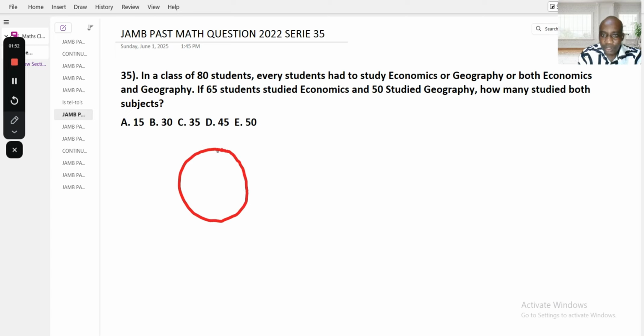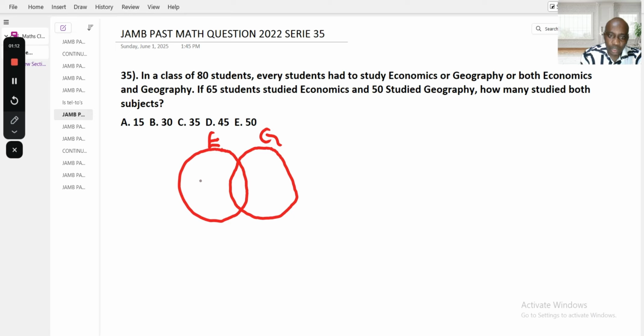This is a circle of the students that study economics. The question says 65 students study economics, which means the total number of these 65 who study economics will be within this circle. And 50 study geography. Now let me draw another circle. This one is for geography. The total number of students that study economics will be 65, and this one for geography will be 50. How many students study both subjects?